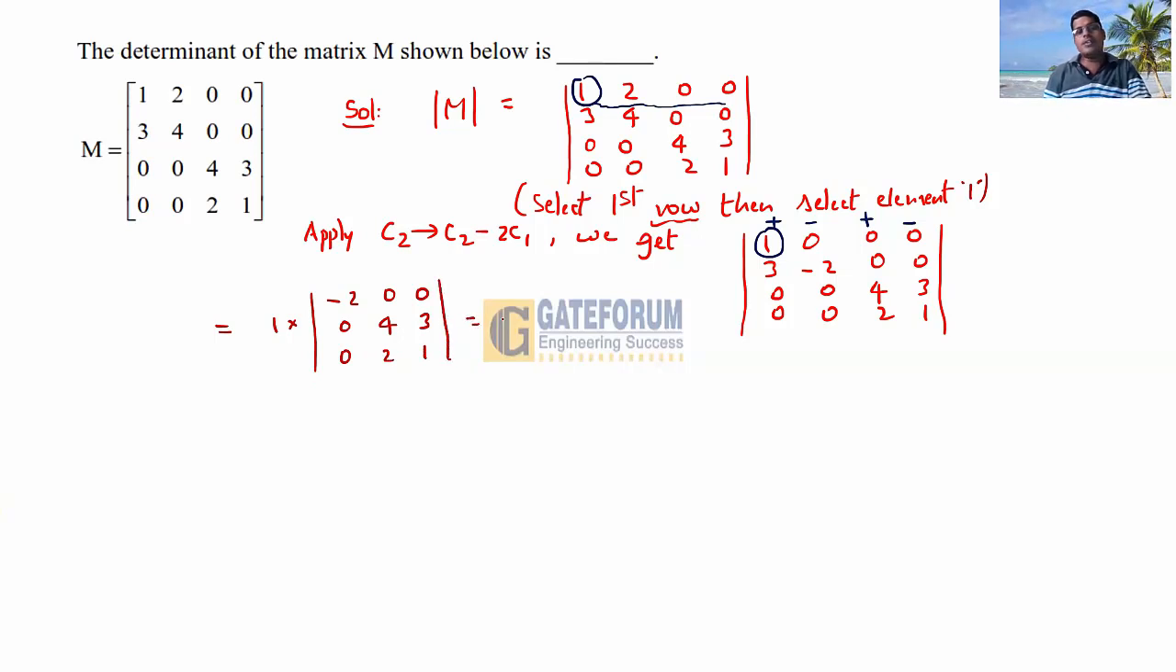So now everyone knows the 3 by 3 determinant procedure: minus 2 into, deleting the first column and first row, the remaining 2 by 2 submatrix determinant is 4 into 1 minus 3 into 2, that is 4 minus 6. So finally, minus 2 into minus 2, which is 4. So the value of the determinant is 4. This is the end of the question.